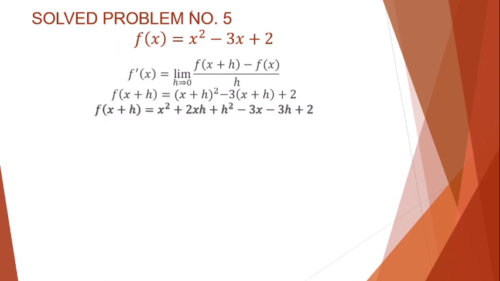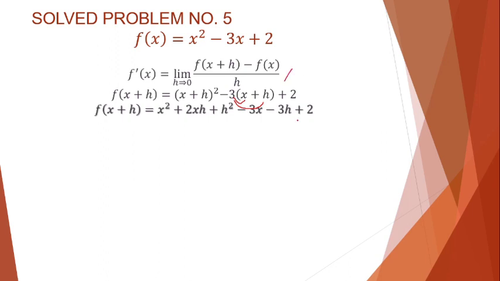How about this one? Next, this. So, you are going to use the distributive property. So, negative 3 times x is equal to negative 3x. And negative 3 times h is negative 3h. Then plus 2. Ngayon, ito na yung f of x plus h nyo. Ngayon, isa-substitute nyo na siya dito.